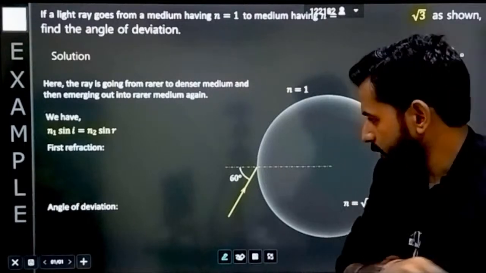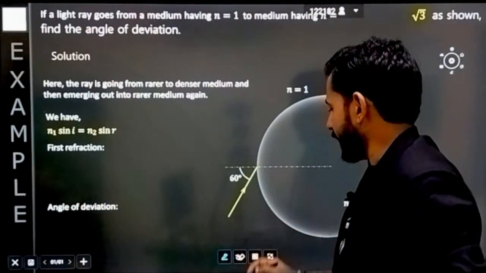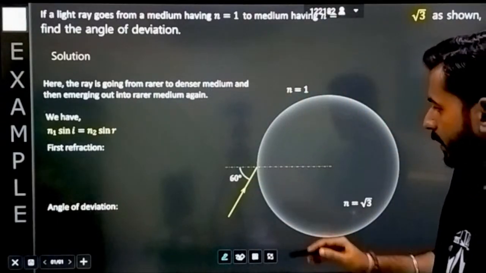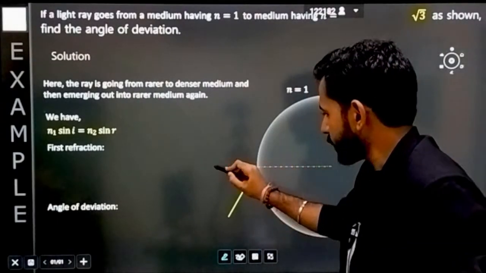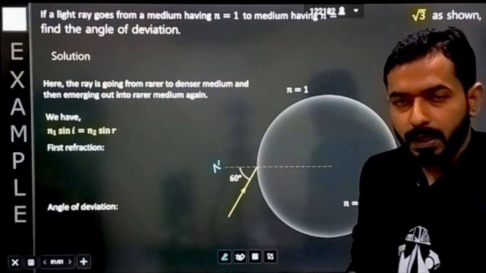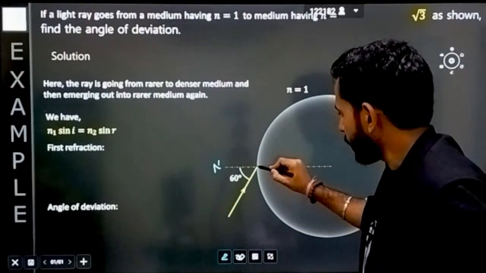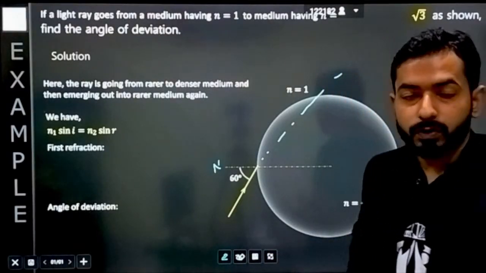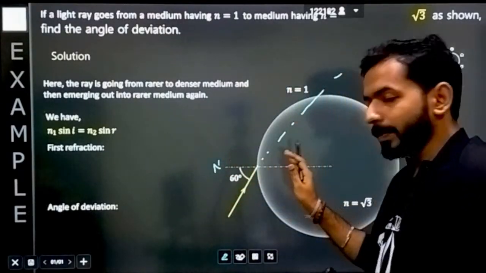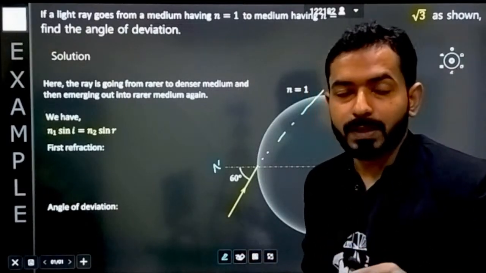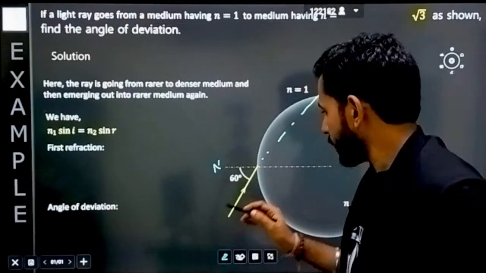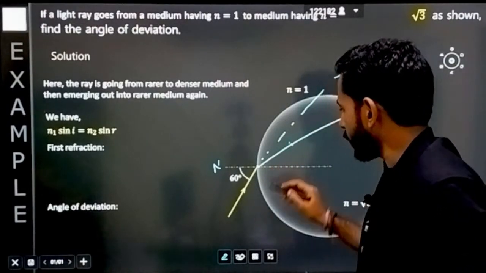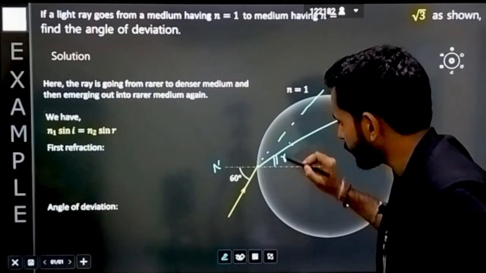So let's see the question and understand it completely. What I was telling you is that there is some angle of incidence here. This is the normal that is drawn here. Now what will you be doing? You will have two options. This is the normal path. Now when you are moving from rarer to denser medium, bending will be towards the normal. So bend the ray towards the normal, and this angle will be calculated as R.